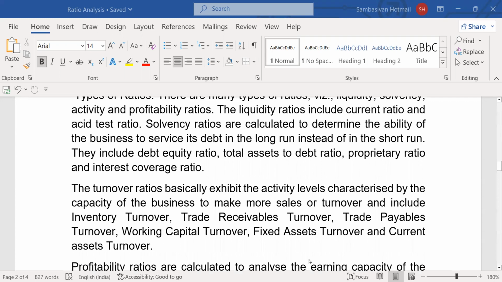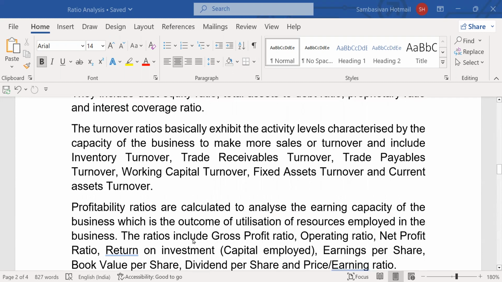The turnover ratio, can you scroll it up? Okay, yeah, I'm scrolling it up.